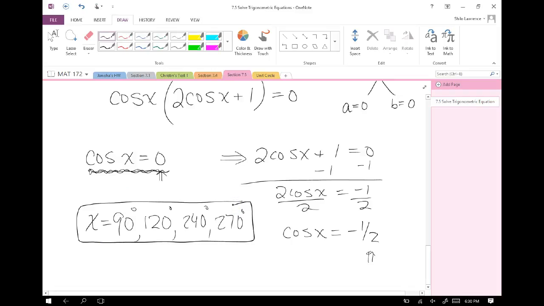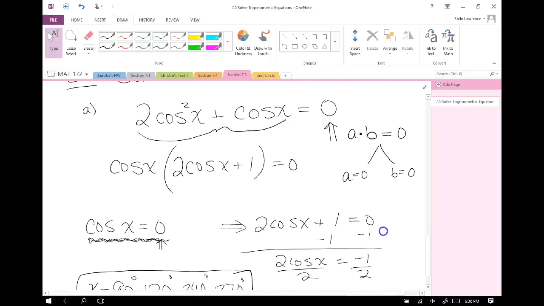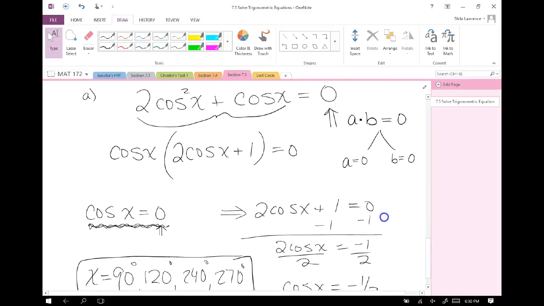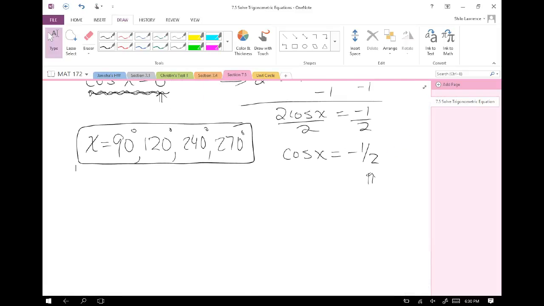Cosine is equal to 0 at 90 and 270. It's equal to negative 1/2 at 120 and 240. So we had to do a little bit of factoring to get that one to work. That one was some fairly easy factoring because it was just a GCF factoring. But the factoring could get a little bit harder.